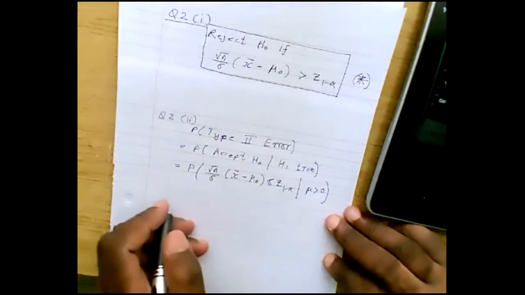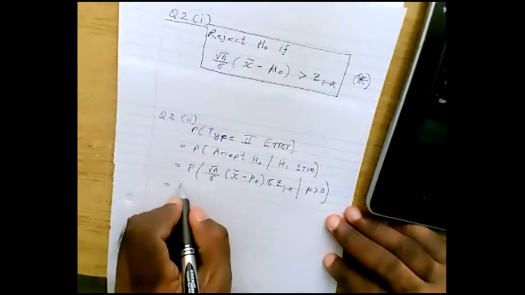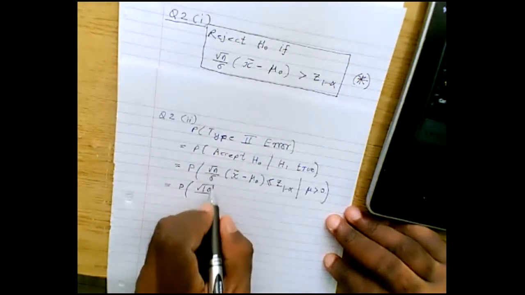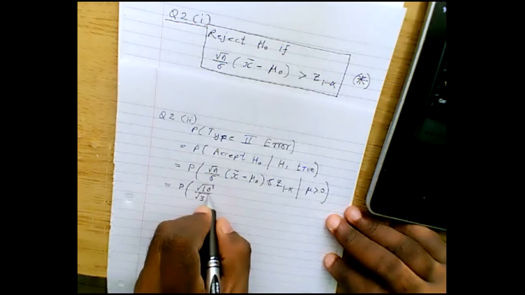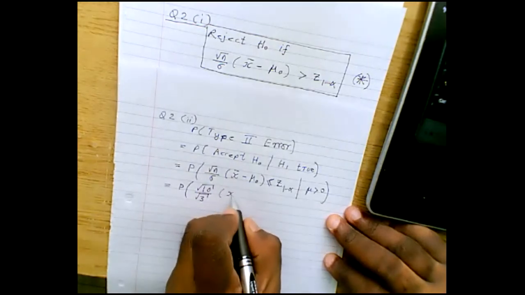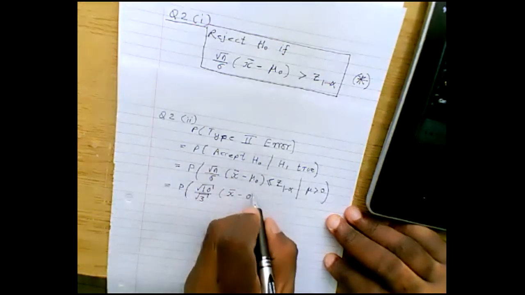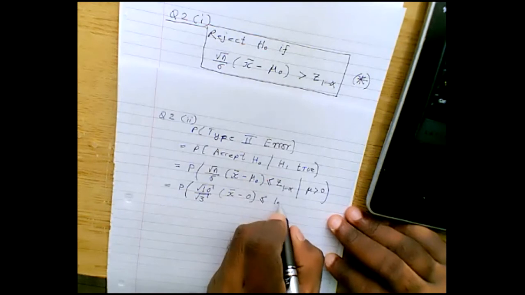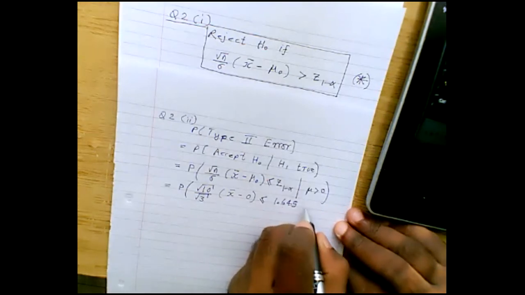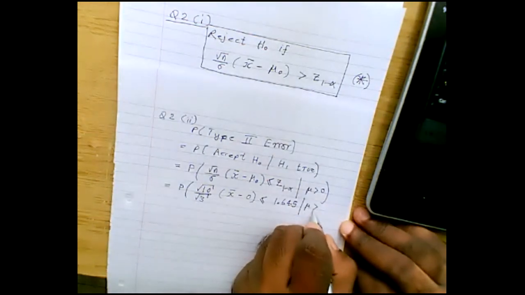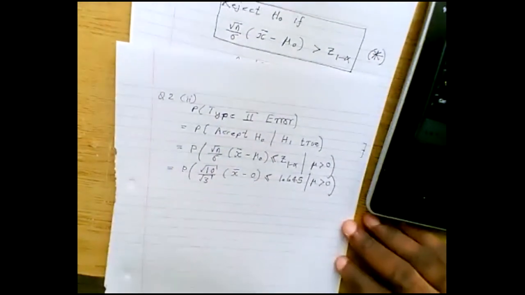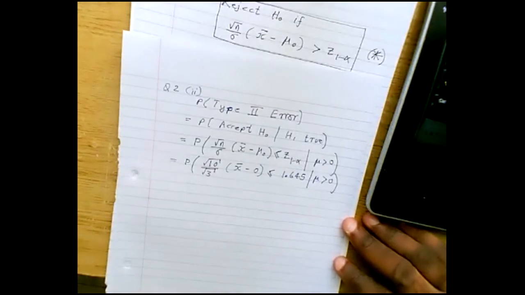Now let's sub in the numbers. We know that n is 10, and we know that sigma squared is 3, so sigma is square root of 3. We know that mu 0 is 0, and we know that alpha is 0.05, so this is 1.645. Okay, guys, are you with me so far? If you're not, please use the chat room.